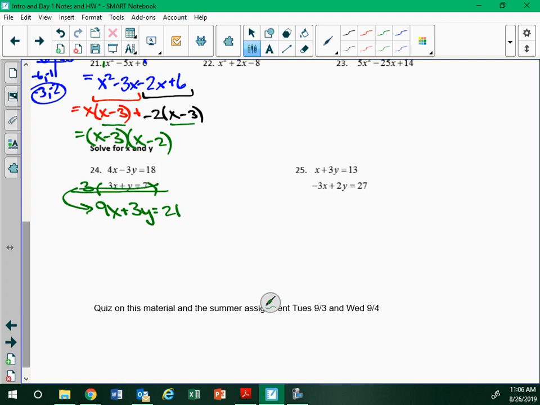And then this is what I would be adding together to solve for your y value, or sorry, solve for your x value, plug it back into the y.